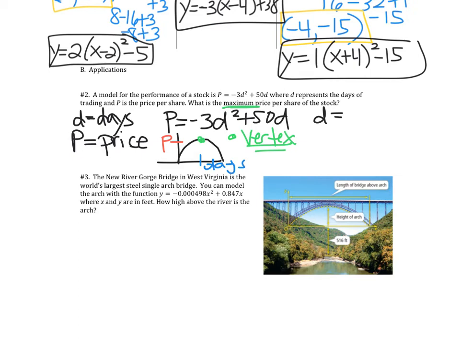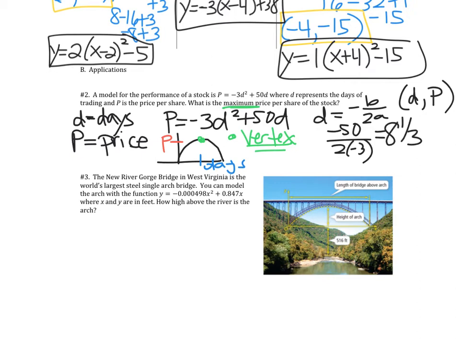And we're going to use d equals negative b over 2a. It's that same thing. So we're going to go negative b, so negative 50 over 2 times negative 3. So we're doing negative 50 over negative 6. And what we get on our calculator is 8.3 repeating. Okay, so that's not the answer to their question. They want to know the maximum price. This is the days that it happens at. So now I have to take that and plug it back in.